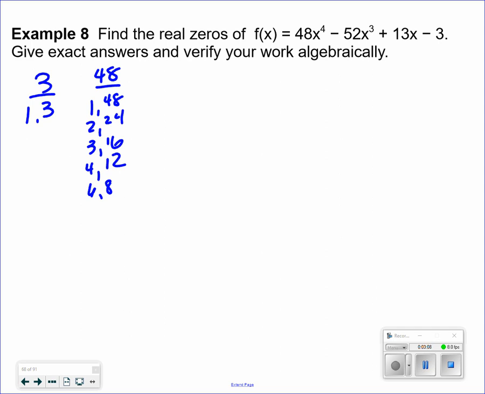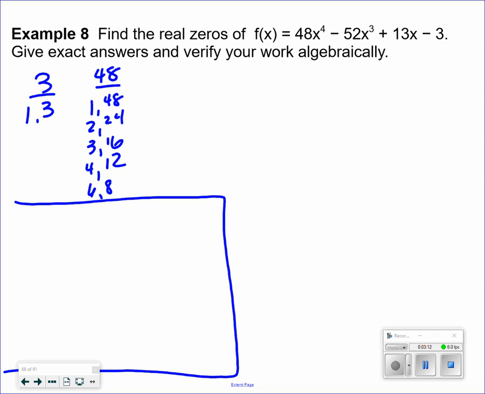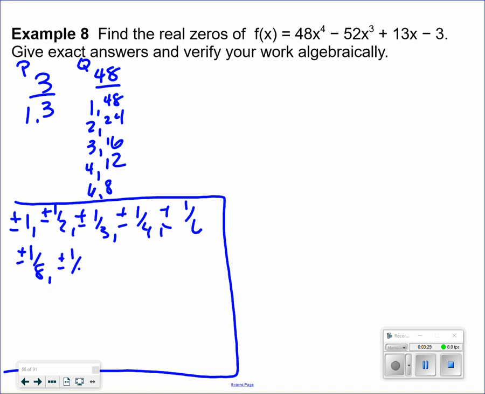So the possibles list, and I'm going to put this off to the side here, and this is not something you need to do, but here are the p-values, here are the q-values. So I'd have 1 over 1, 1 over 2, 1 over 3, 1 over 4, 1 over 6, 1 over 8, 1 over 12, 1 over 16, 1 over 24, and 1 over 48. Those are all the ones for the 1 over the q.